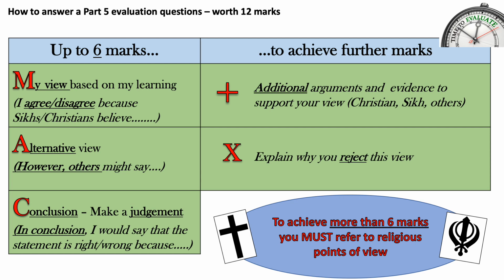Today we are going to be doing a little bit of skill development to help you get the best possible marks in your GCSE questions. We're going to be focusing today on those Part 5 evaluation questions, which are worth 12 marks, so half of the marks. And we have found that those pupils who do better in the GCSE RS exam are the ones who have really worked on improving their skills in answering these quite tricky evaluation questions.